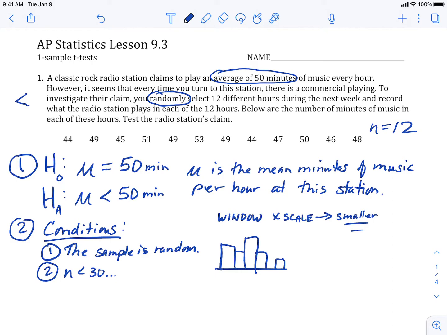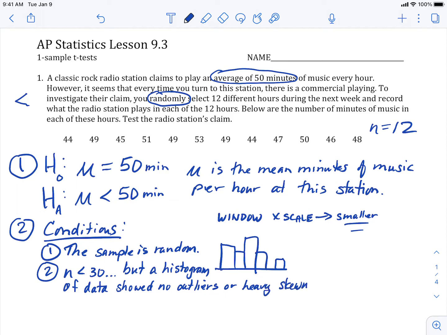So n is less than 30, but a histogram of the data showed no outliers or heavy skewness. As long as we don't have any outliers or heavy skewness, it's not unreasonable to believe that this sample came from an approximately normal population. And if that's the case, well, then we can have a small sample size and we can be okay.